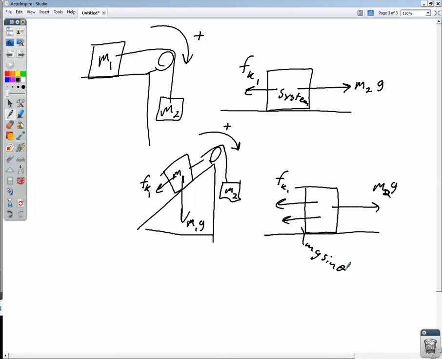Plug them into Newton's second law. All right? So friction just adds a little extra layer of complication to these problems. You certainly can get them done.